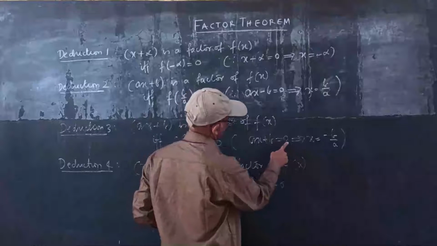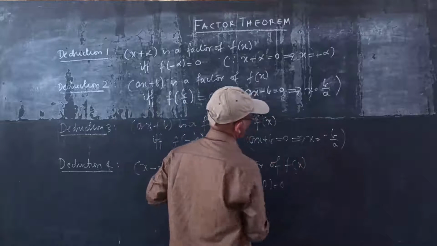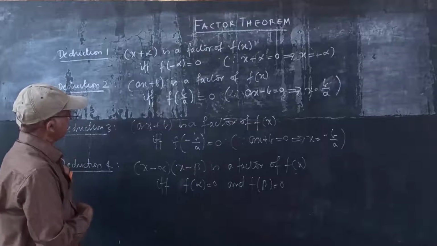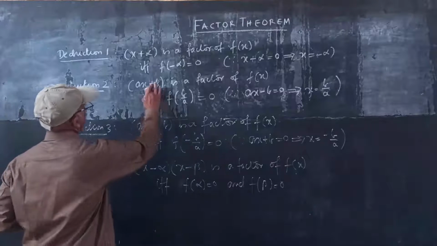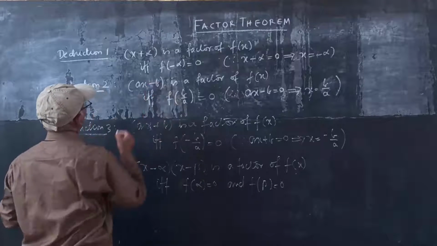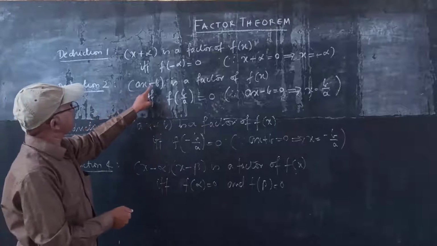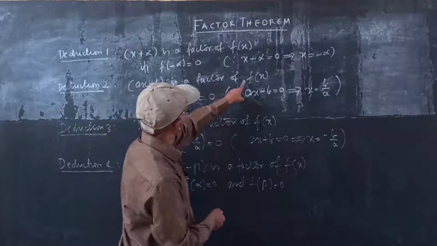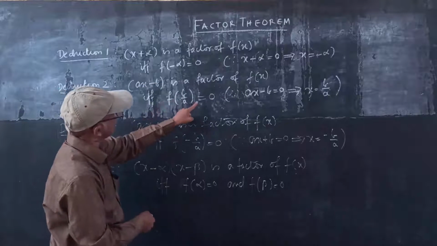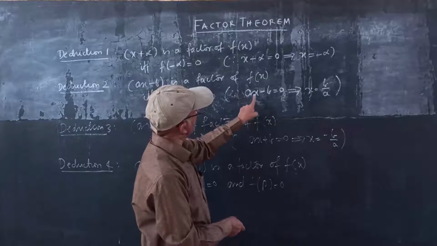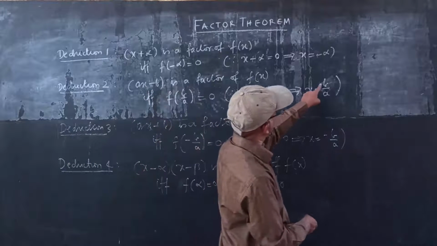Because ax plus b is equal to 0 implies x is equal to minus b/a. And this should be not plus, this should be minus. So deduction 2: ax minus b is a factor of f(x) if and only if f(b/a) is equal to 0, since ax minus b is equal to 0 implies x is equal to b by a.